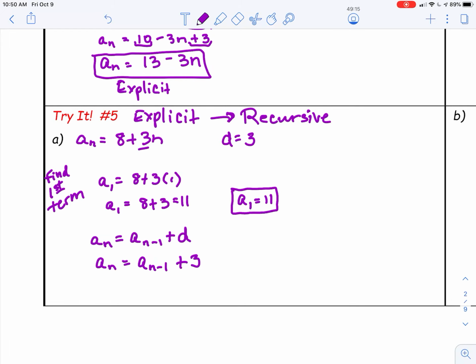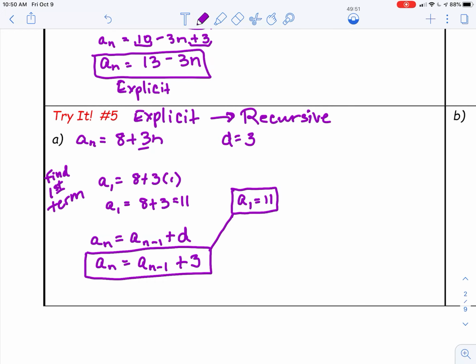Wait a minute, why do I have 8 there? Hold on 1 second. For some reason, I put an 8 in there on my notes, and I don't know why I did that. I think I got lost somewhere. Let me check something right quick. Bear with me. Hold on. 3. I don't know where I did that from. Anyway, this is correct.